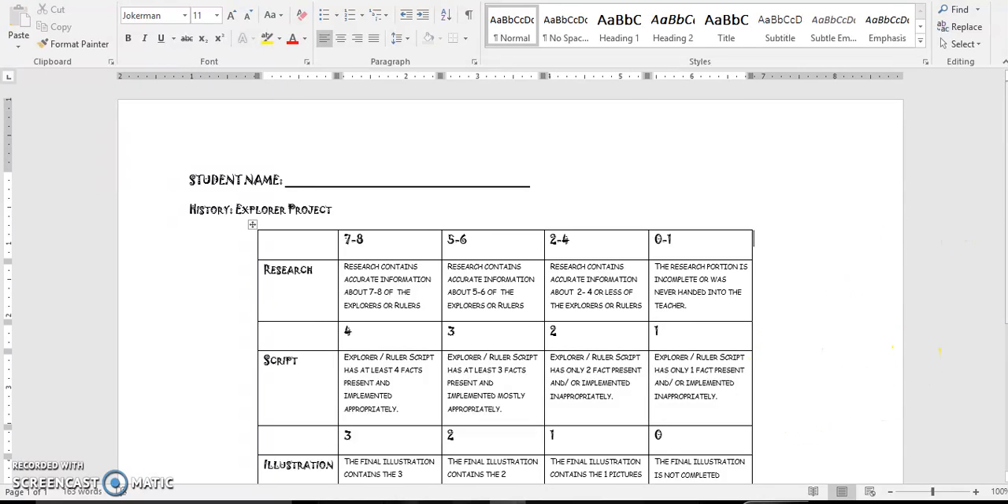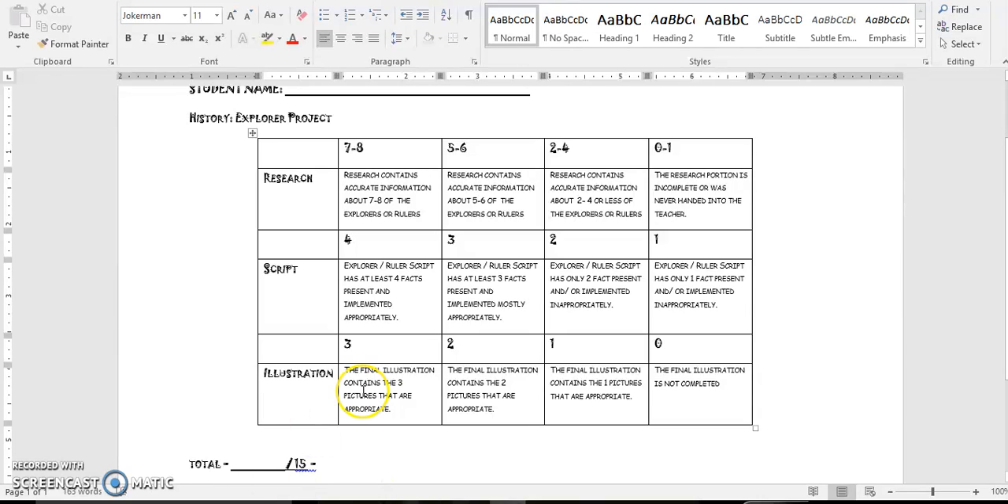And then finally, the illustration part. That part is worth 3. As long as you have 3 pictures that are either of the person or represent that person, you will then end up with 3 total points. It all totals, if you get 8, 4, and 3, a 15-point total.